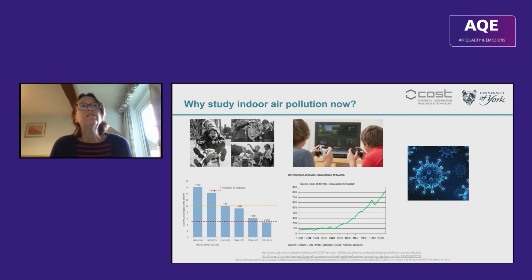And then obviously the COVID pandemic came along and we spent even more time in our homes. And it looks like the shift in the future is going to be towards more home working. And so the air quality in our homes is going to become even more important.